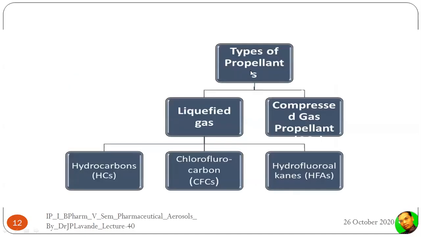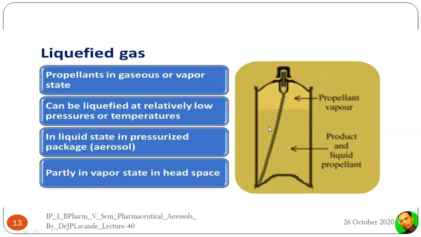So you can see the classification of the types of propellant. They are classified as liquefied gas and compressed gas. The liquefied gas is further subdivided into three types: the hydrocarbons, in short called HCs; the chlorofluorocarbons, in short called CFCs; and the hydrofluorocarbons or hydrofluoroalkanes, in short called HFAs.